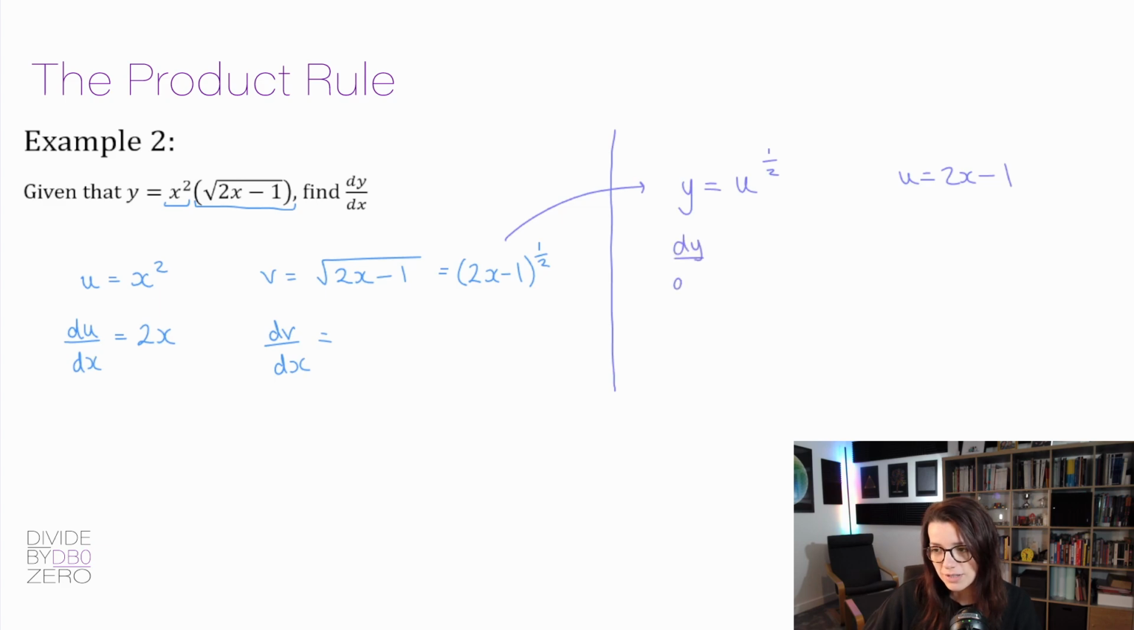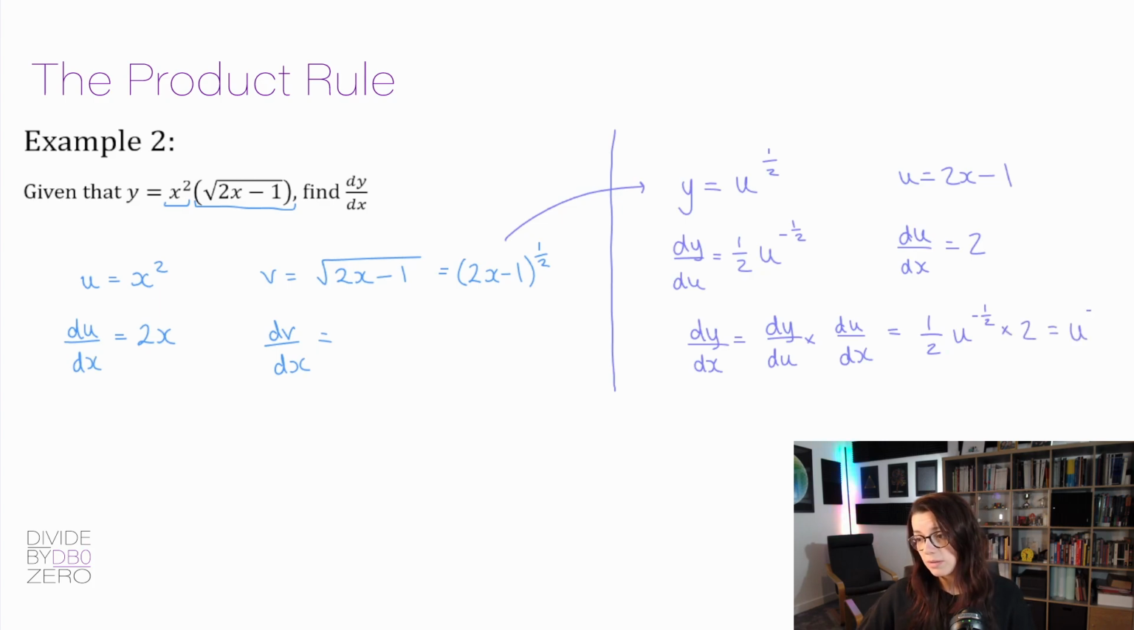So dy/du would be a half u to the minus a half, and du/dx is just 2. Remembering that chain rule says we just need to multiply those two things together. So dy/du times du/dx, in this case, is going to be a half u to the minus a half times 2, which is just u to the minus a half.